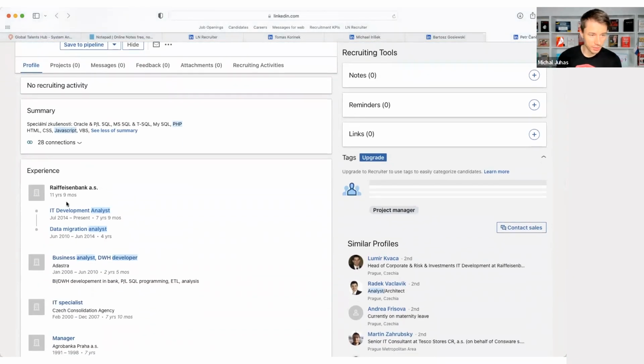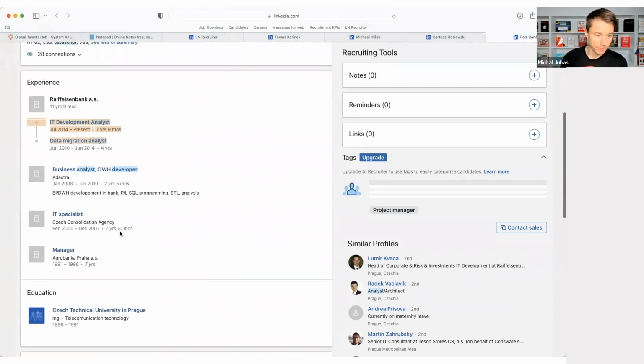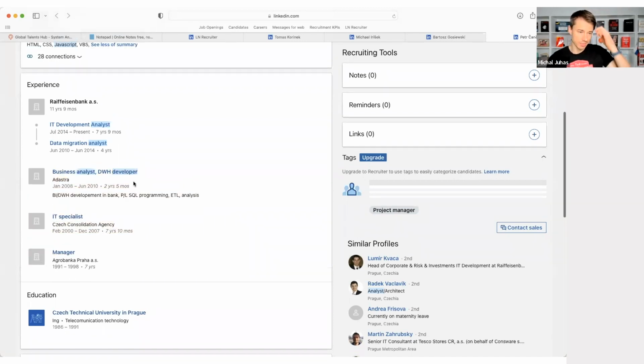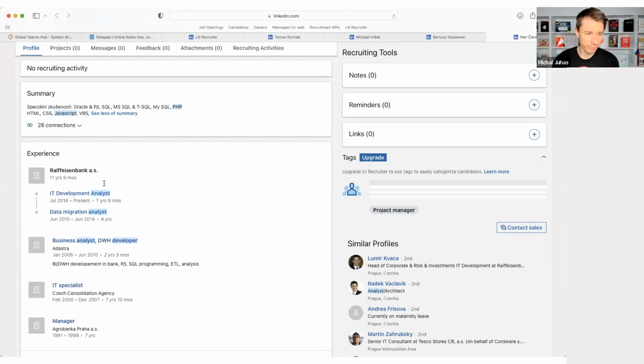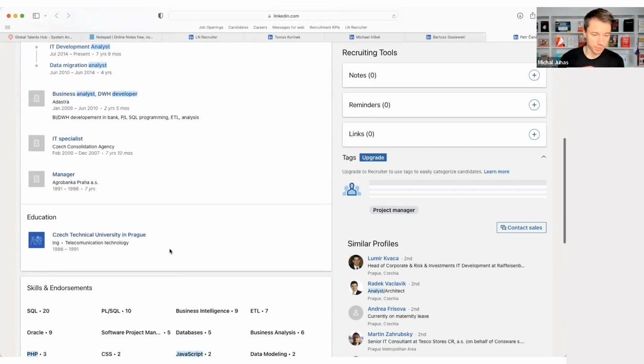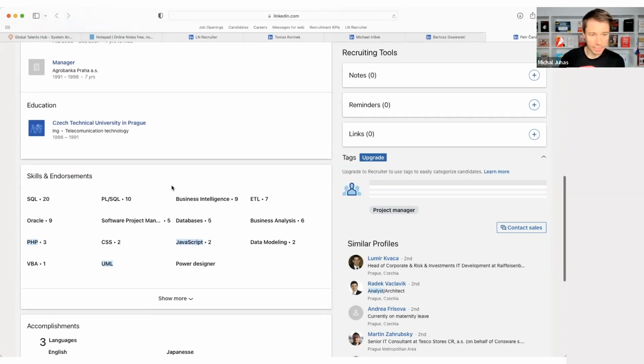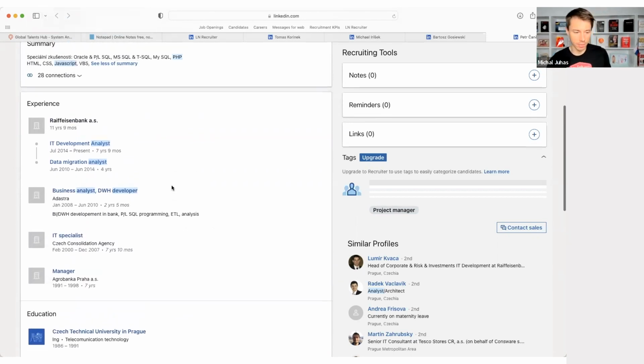So he is an analyst, IT development analyst, data migration analyst. Yeah, we worked here together 2009, 2010. IT specialist manager. He was a developer, but he works in Raiffeisen Bank, which is a corporate environment. I'm not sure if he would be such a good fit for a startup with only 15 people. Probably not, but otherwise, the profile is legit.